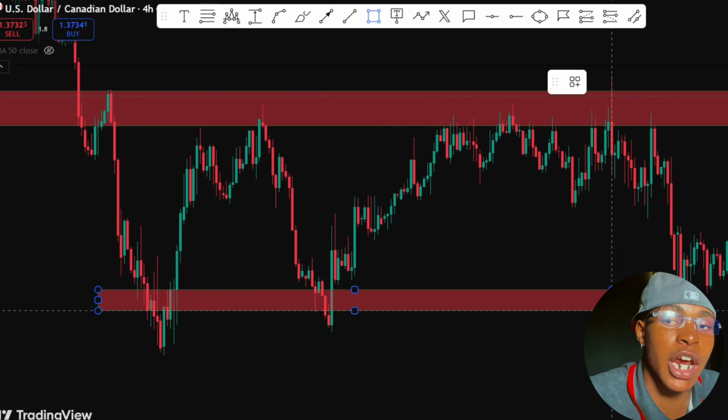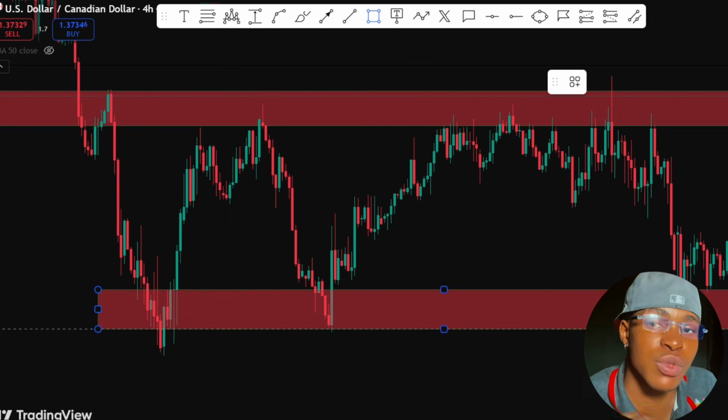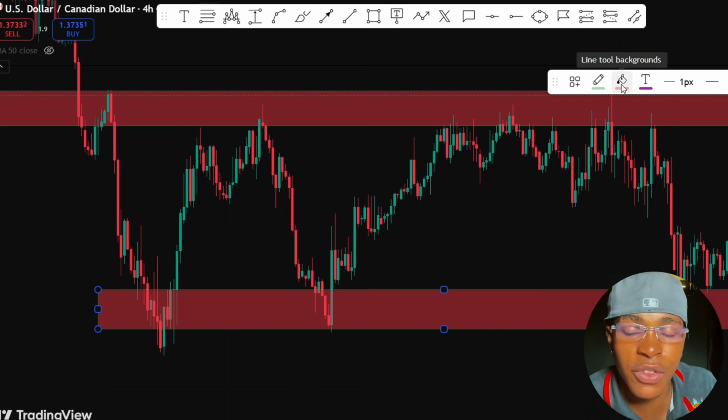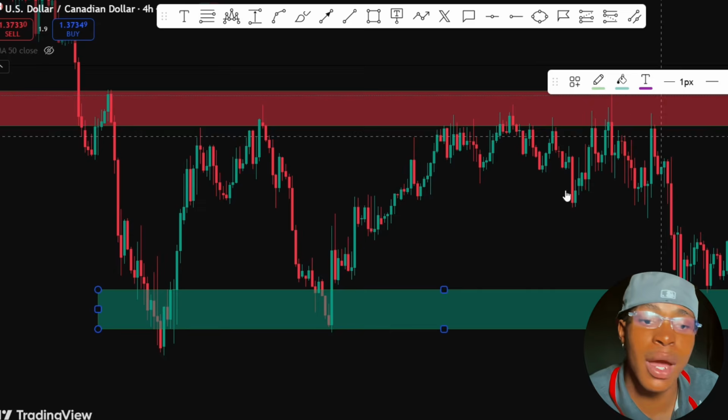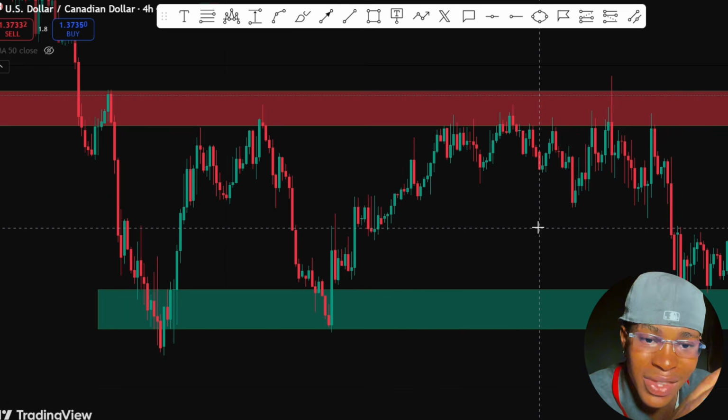Now, if you look to the bottom, you'll see a similar thing. There is a support area, but we only had 2 touches and we just recently got our 3rd touch. We have 3 swings there. So far, we have our support and resistance within USD CAD.